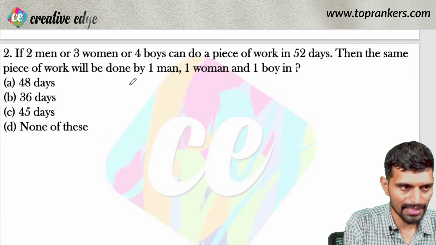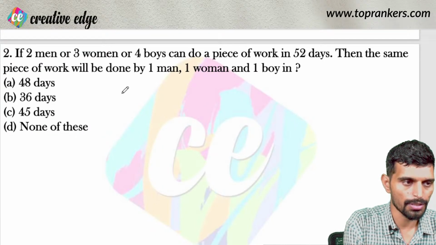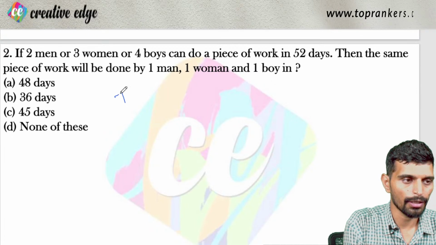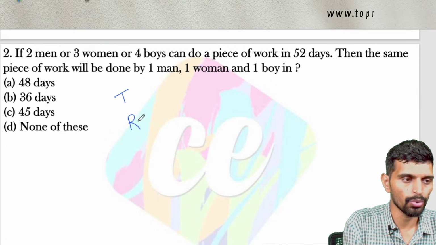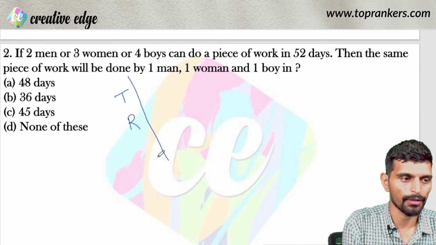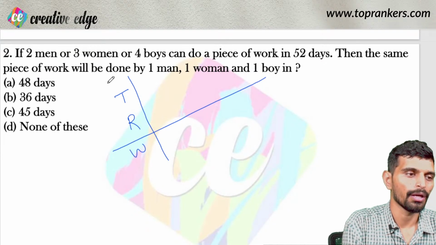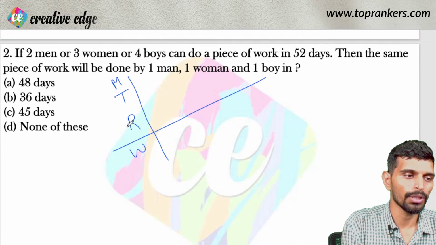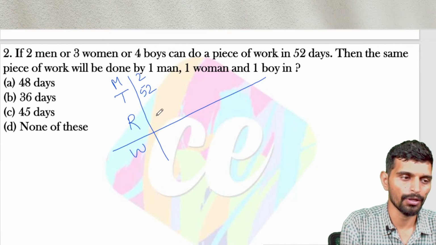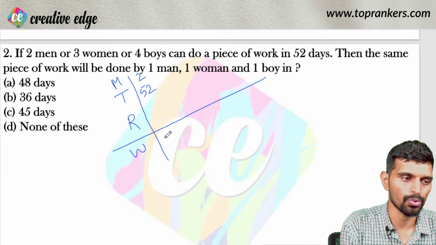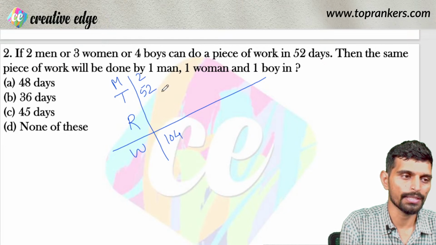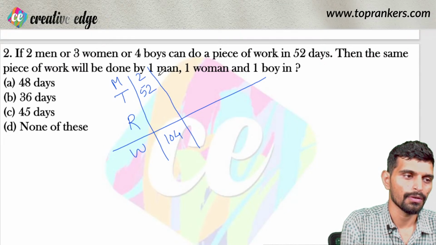So in such cases, what we do here is we consider time into rate is equal to work. M into T into R. So how many men were there? 2 men were there. 52 days. Rate if not given, consider it as constant. So total work is 104 units, right?